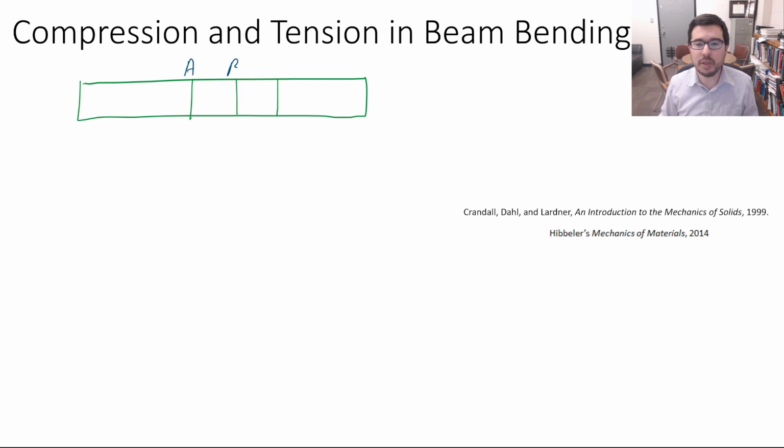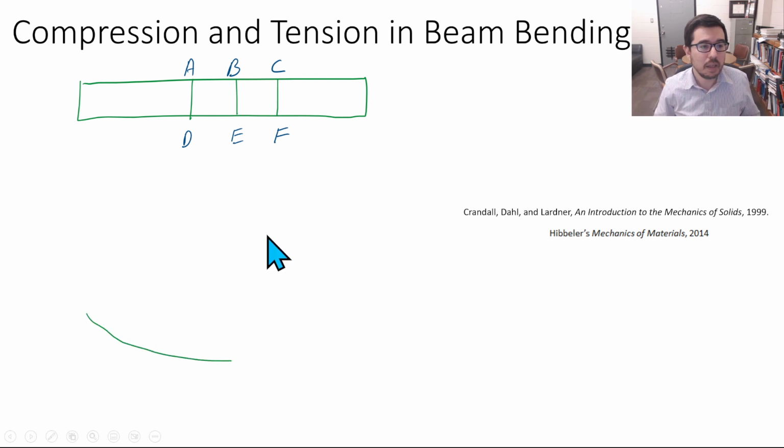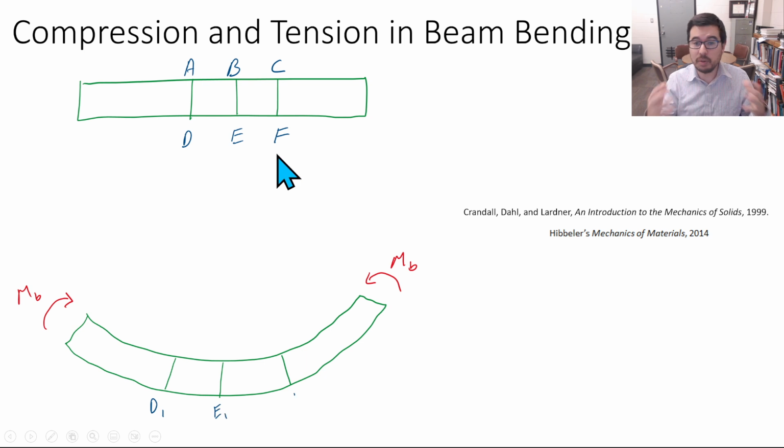So let's get a little bit more in depth in looking at the geometry and assigning some parameters. Say we have A, B, C, and D, E, F, and then now we apply a moment, okay, that's going to cause it to kind of smile. What do we see? We see that A and B are going to get a little bit closer to each other, and D and E are going to get maybe a little bit farther from each other. B and C will get a little bit closer to each other, and E and F are going to get a little bit farther from each other.